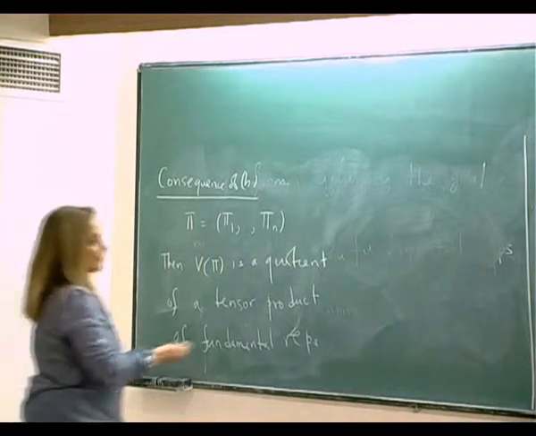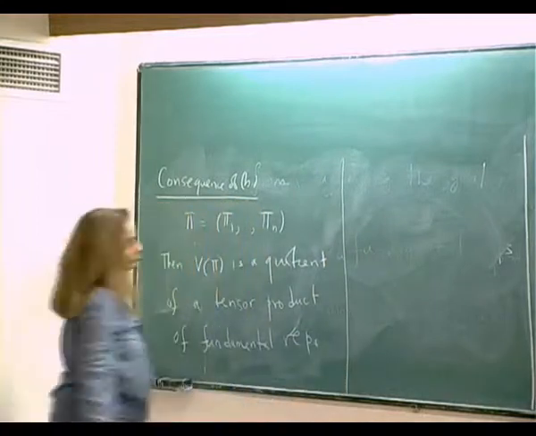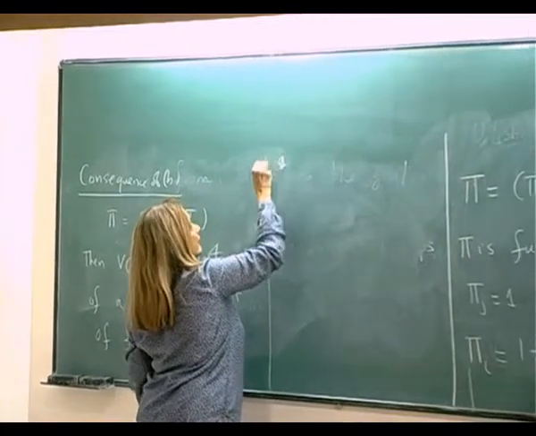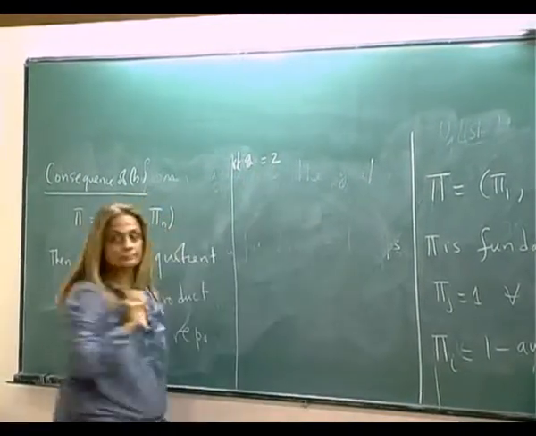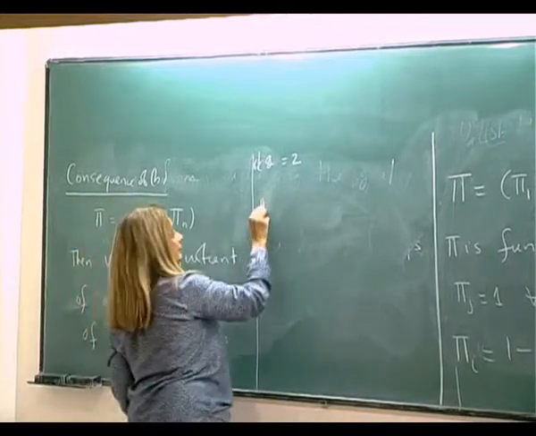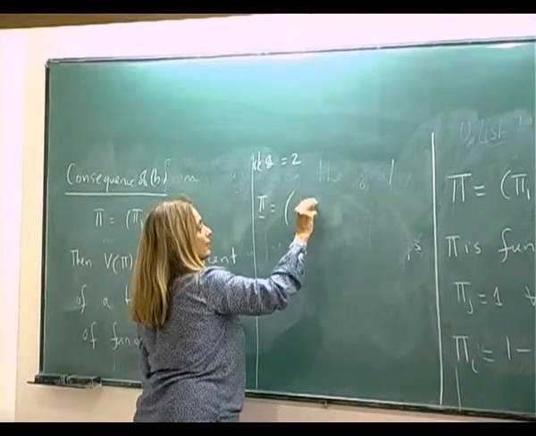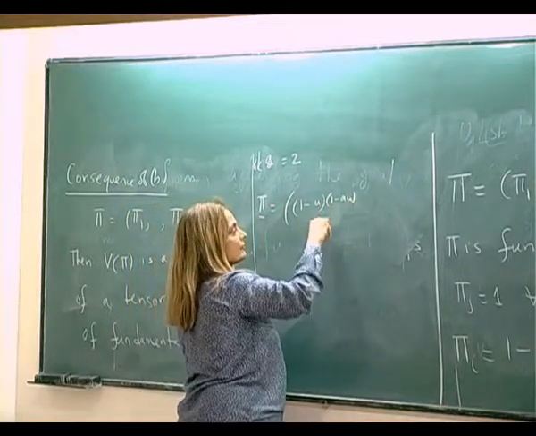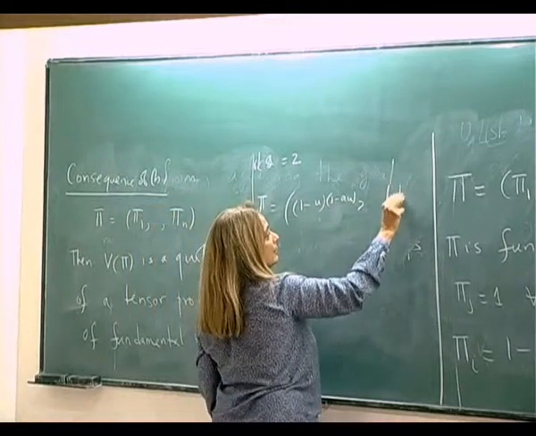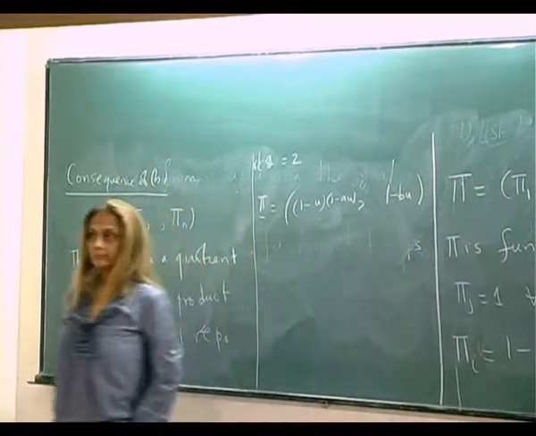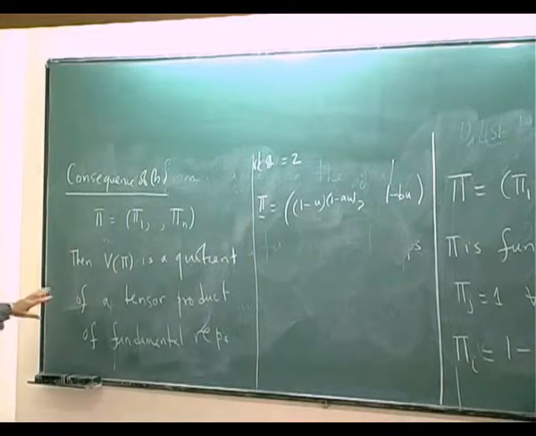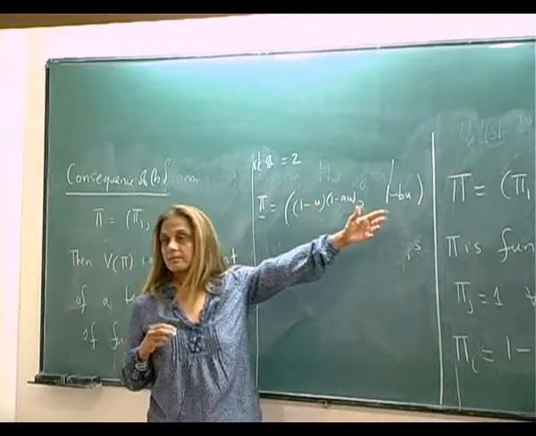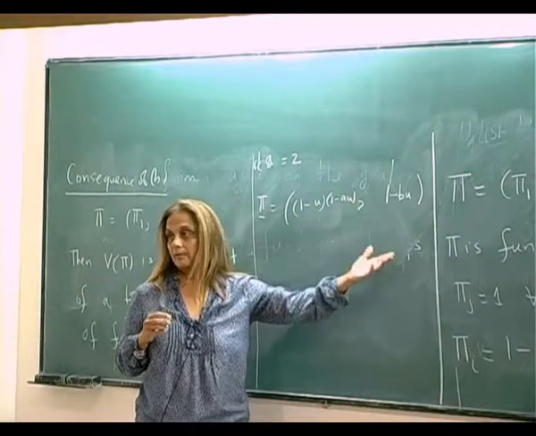So let me give you an example to show you how this works. Supposing I'm working with an algebra of rank 2. Rank of g is equal to 2. Let me take something very simple, like this: 1 minus u times, let's say, 1 minus au. That's my first Drinfeld polynomial. And my second Drinfeld polynomial is this. Then how can I factorize this into a product of fundamental representations?